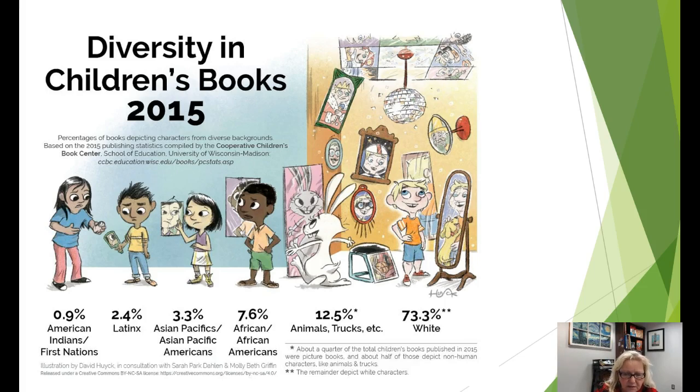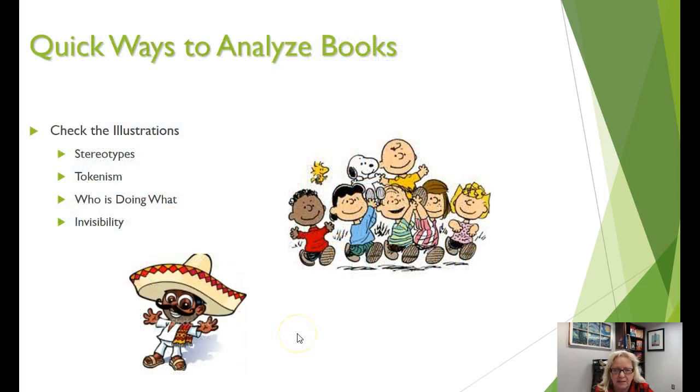Even if you combine African American, Asian Pacific, and First Nations, this is 10.9, this is 11. If you combine these three, you still get fewer than animals and trucks. And 73.3% white. The asterisk on this one says about a quarter of the total children's books published in 2015 were picture books, and about half of those depict non-human characters like animals and trucks. So it's an interesting statistic.